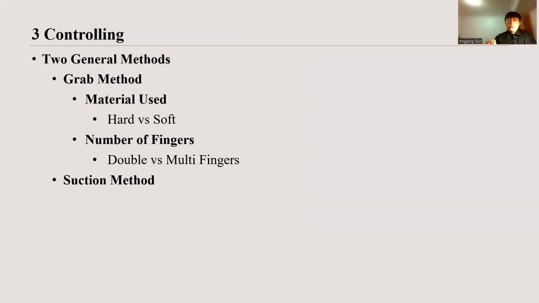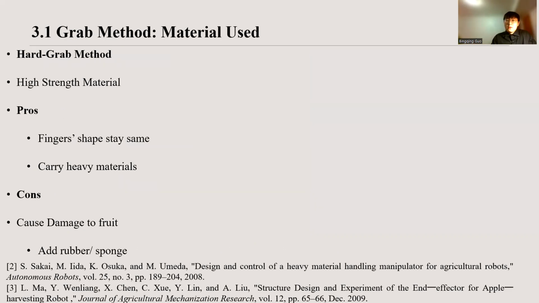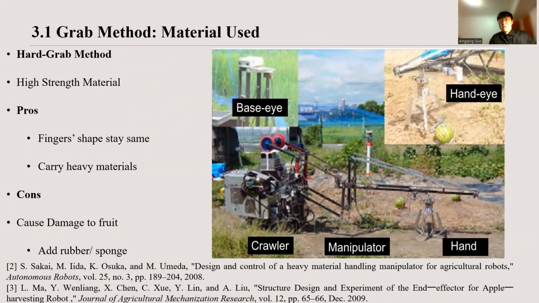It has two general methods, grab method and suction method. In the grab method, it can be further categorized by material used and the number of fingers on the end effector. The hard grab method applies a material with high strength to the fingers, so that the shapes of the fingers can stay almost constant when experiencing high grabbing force. Therefore, they are widely used in carrying heavy fruits such as watermelons, as shown in the picture. However, the hard grab method can cause damage to the fruit.